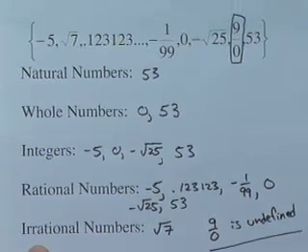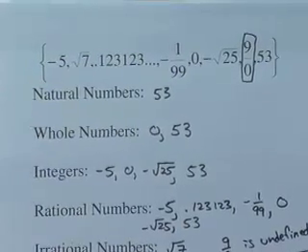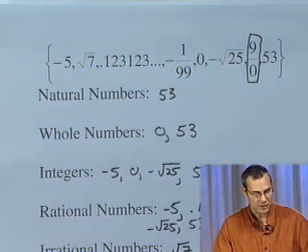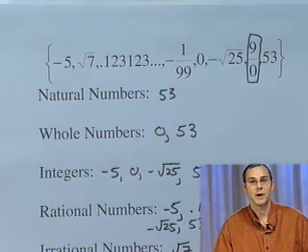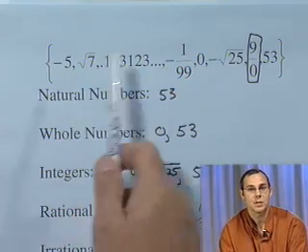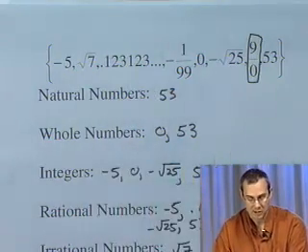Okay. So, you might want to review this again. Look at the definitions of the natural numbers, the whole numbers, the integers, the rational numbers, and the irrational numbers, because you will need to know how to distinguish one element from the next one. Okay?